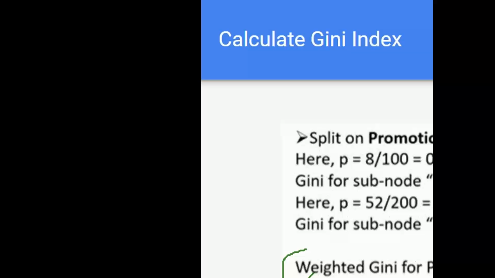In the same way, we will calculate this for projects as well. How many people left the company who had worked on less than 5 projects, and how many people left the company who had worked on more than 5 projects. Wherever the Gini index score is the highest, that variable will have the highest significance.